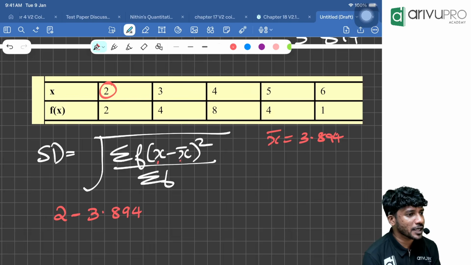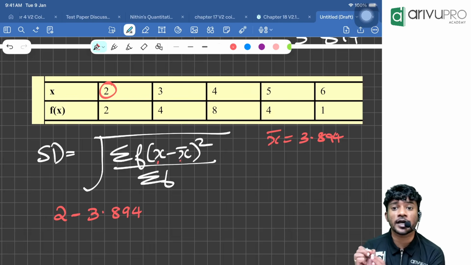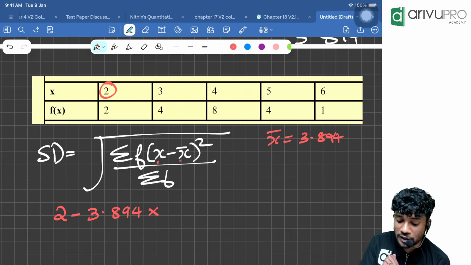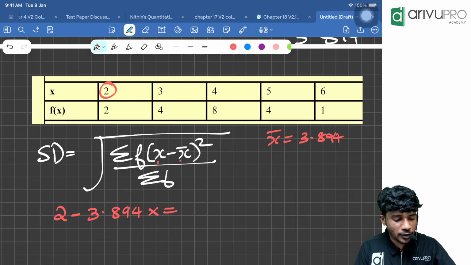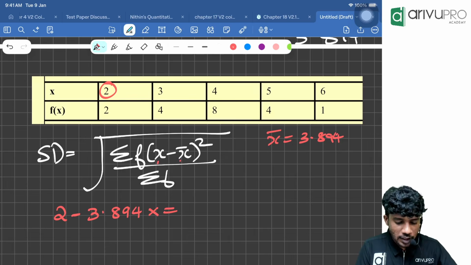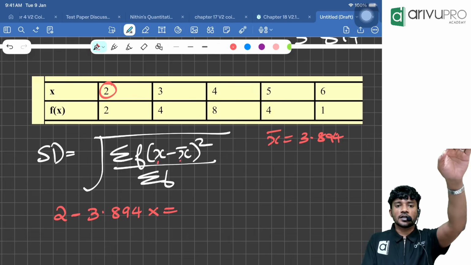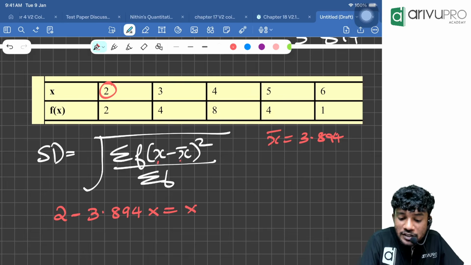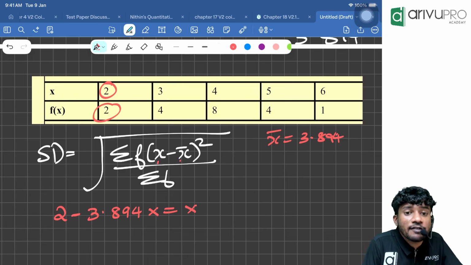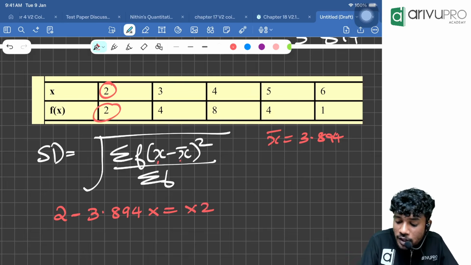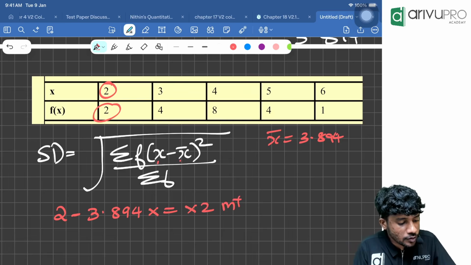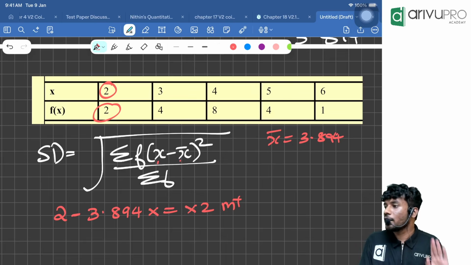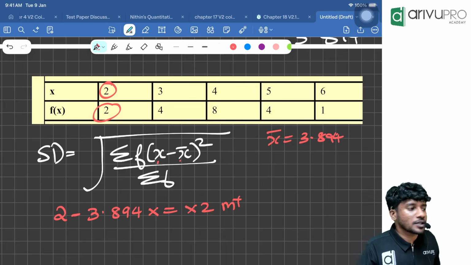Is it just x minus x bar or x minus x bar the whole square? Square. That means what we will do? Into equal to. Everyone do that. 2 minus 3.894 into equal to. Is it over? No. I need to multiply it with the frequency. That's why this f is there. Into 2, M plus. Something is saved. 7 point something is saved in the calculator.